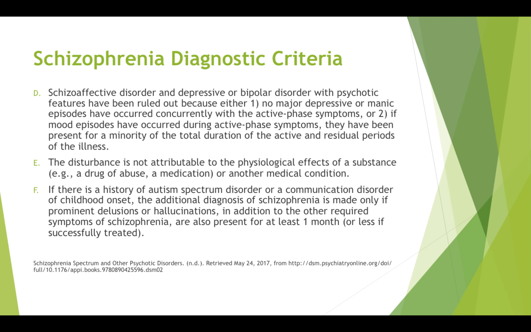E, the disturbance is not attributable to the physiological effects of a substance, such as a drug of abuse or a medication, or to another medical condition. If there's a history of autism spectrum disorder or a communication disorder of childhood onset, the additional diagnosis of schizophrenia is only made if there are prominent delusions or hallucinations, in addition to the other required symptoms of schizophrenia, present for at least 1 month or less if successfully treated.